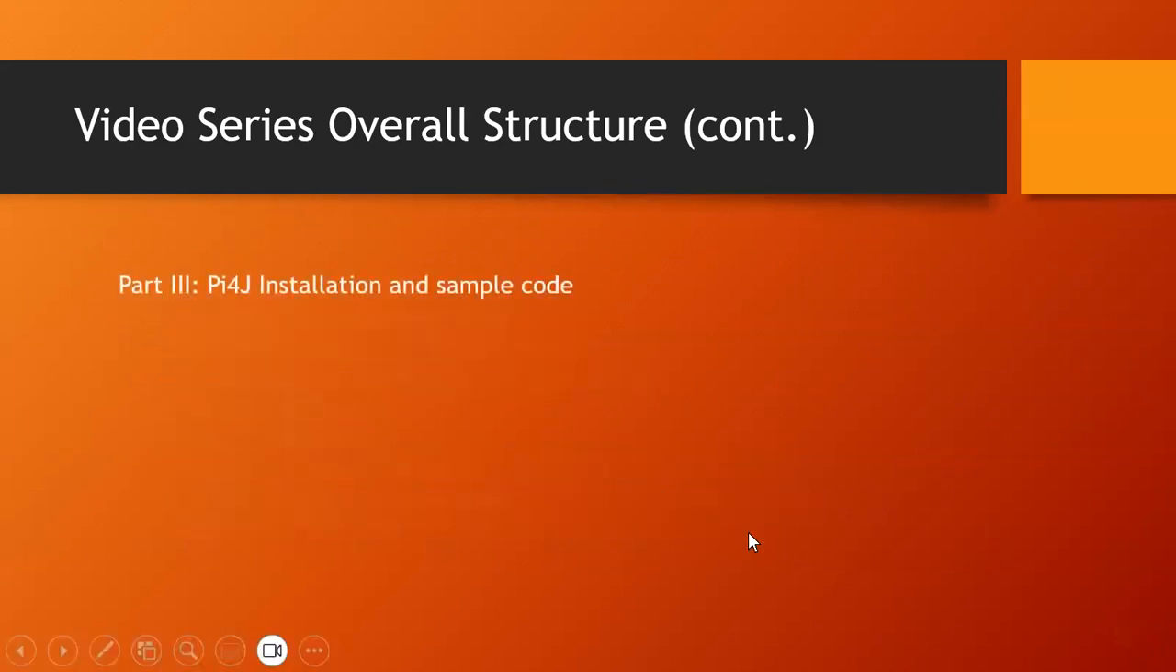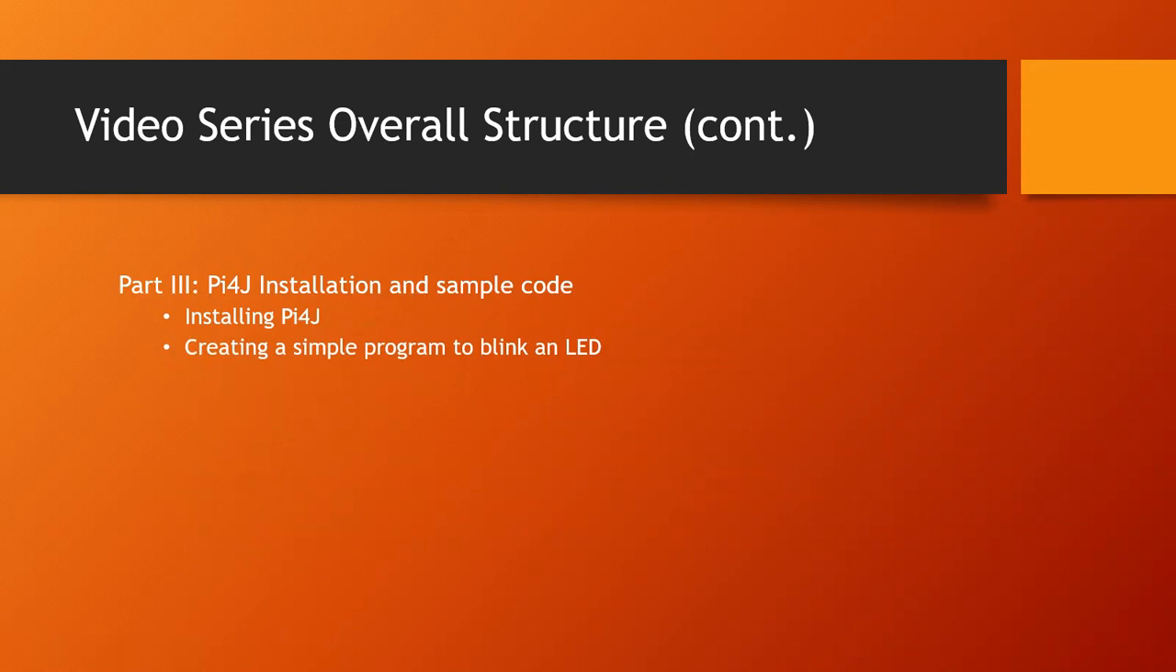All right. The third part is the Py4J installation and sample code. We're going to discuss installing Py4J. That is just a Java library that has a lot of functionality with the Raspberry Pi. So you can use this Py4J to blink LEDs and things like that, to connect with the GPIO of the Raspberry Pi using Java.